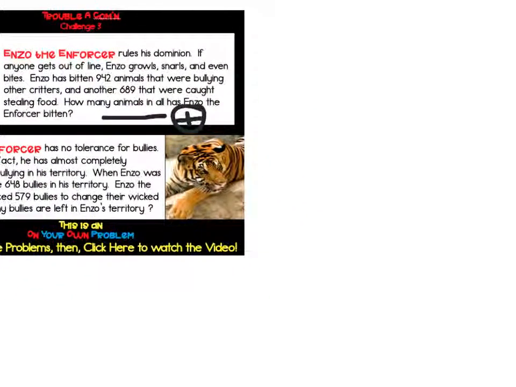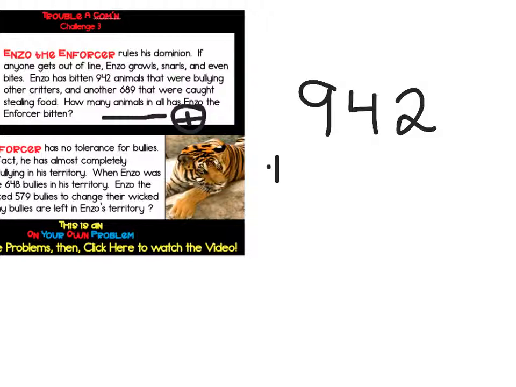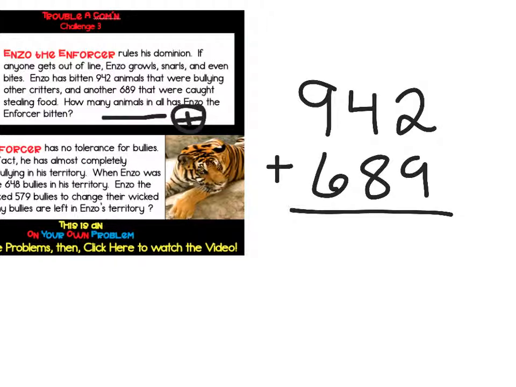So I'm going to go ahead and concentrate on making straight columns, right? 942. And I'm going to add the 689, right? And so now, first of all, like I said, make sure your columns are nice and straight. That helps it so that you can be correct, my friends. And then we're going to use the dot method here.